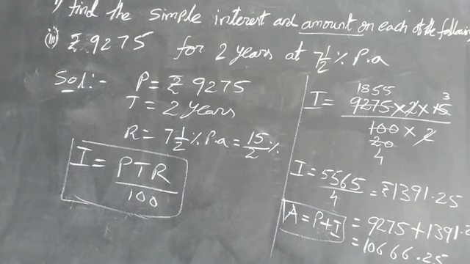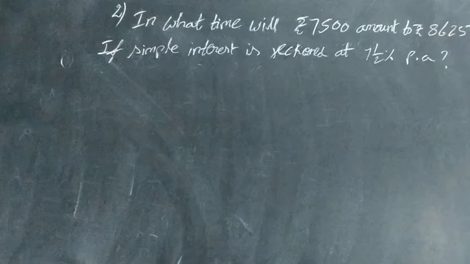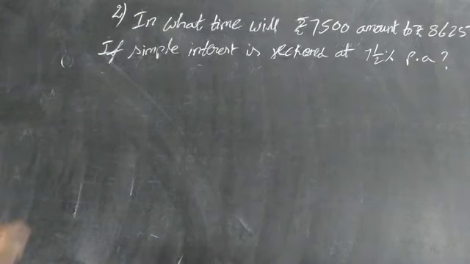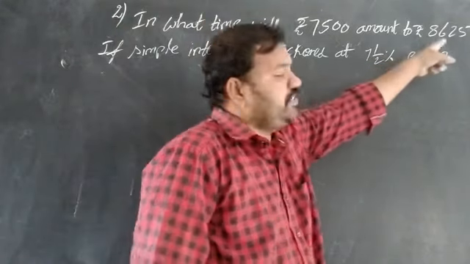This is about the sum on substitution. And the next sum is, so this is the question given for us. In what time will rupees 7,500 amount to rupees 8,655?